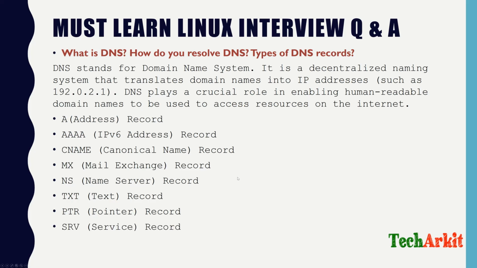SRV is a service record that specifies the location of service information. SOA, the start of authority record, holds authoritative information about the DNS zone, including the primary name server, contact email address, zone serial number, and so on. So these are the standard types of DNS records. You can explain them, and how the traffic flows when a DNS query is done.